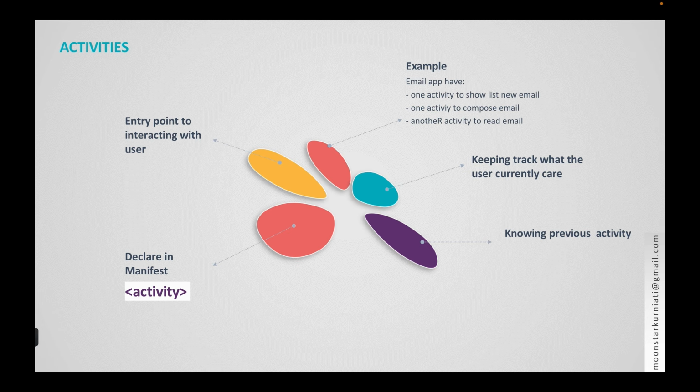For example, an email application. The email application may have one activity to show new email, one activity to compose email, and another activity to read email.